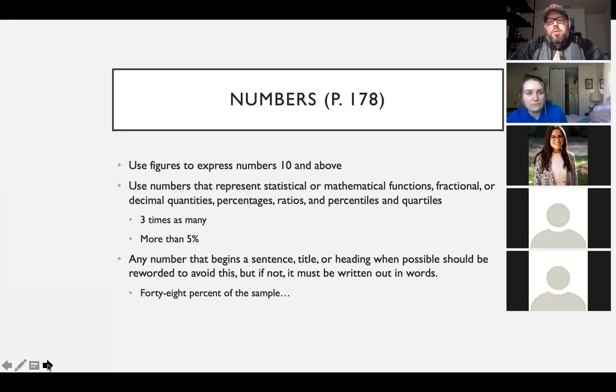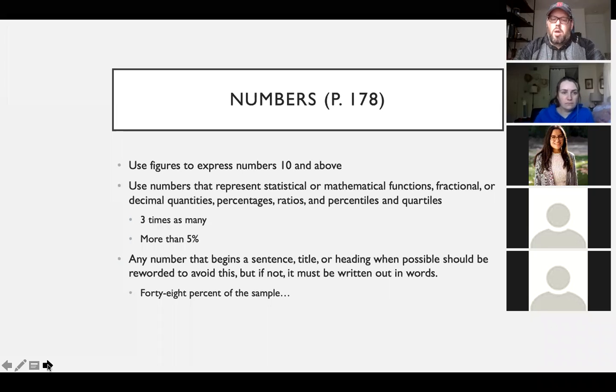So numbers is another piece, and on 178, they start to talk about numerical values and how to write those into your work. So if you are writing or talking about a number that is 10 or higher, you are encouraged and asked to write it out numerically. If you are talking about a number of 1 through 9, then typically we are asked to write that out as a word. So instead of writing the number 1, you would actually need to write out O-N-E, right?